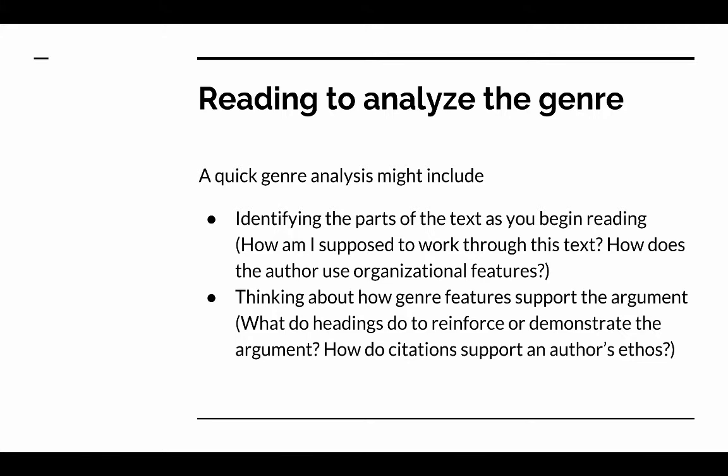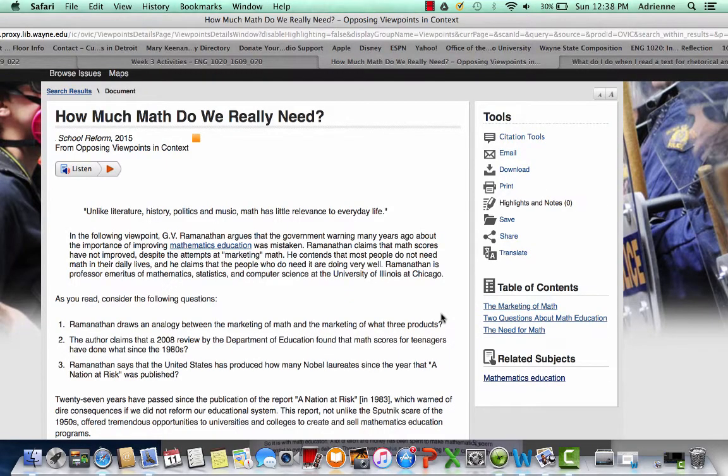So if there are headings in the text to show you subsections, how do those reinforce or demonstrate the argument? Does the author use citations? And if so, how do those support the author's ethos? So when we take a look at this text, How Much Math Do We Really Need?